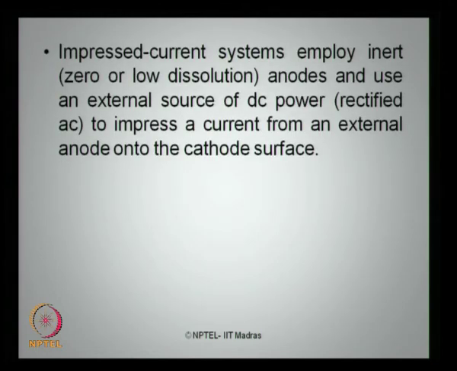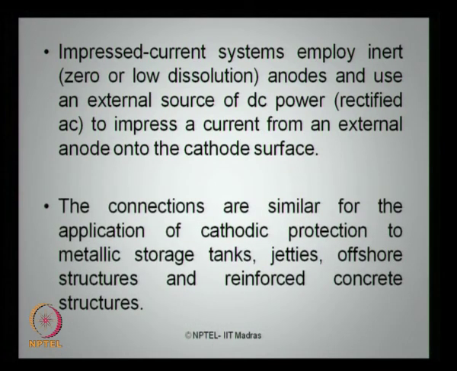Now the alternate method by which you can use cathodic protection is to use impressed current. The impressed current systems employ either zero or low dissolution anodes and use an external source of DC power to impress a current from an external anode onto the cathode surface. The connections are similar for application of cathodic protection to metallic storage tanks, jetties, offshore structures and reinforced concrete structures. So the cathodic protection method by impressed current is also one of the popular methods used on members in the immersion zones.